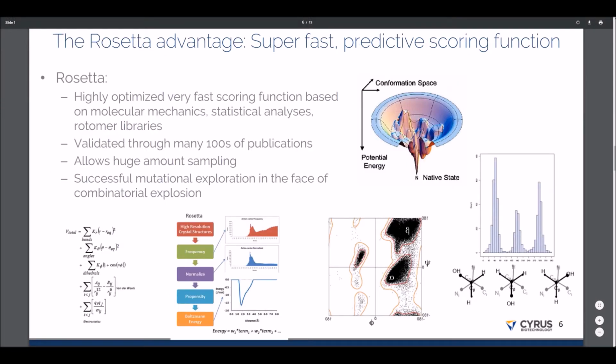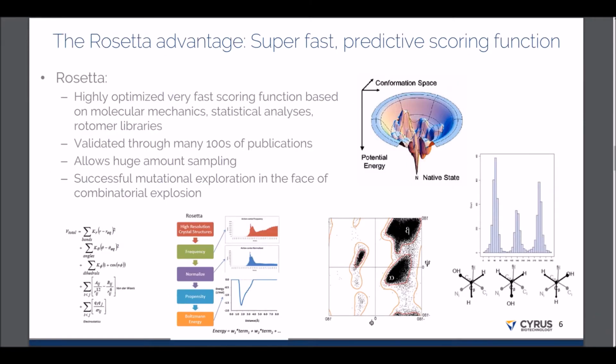All right, so in this slide, this is just a little more background on Rosetta and the Rosetta scoring function. The reason that Rosetta is so powerful and so much better than any other software platform for protein design is the specialized scoring function that it uses.